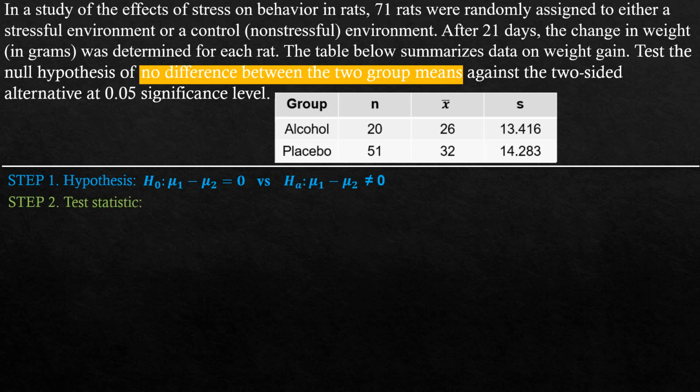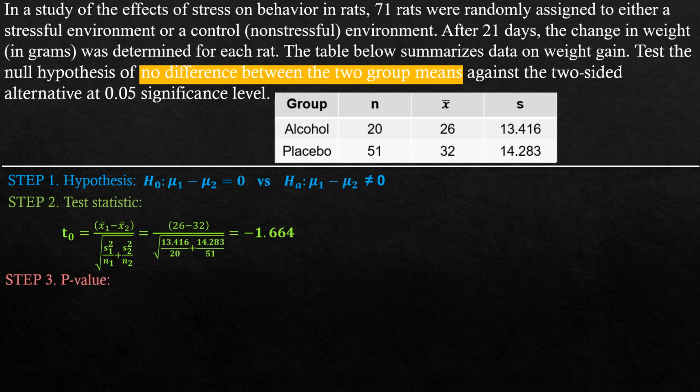Then we need to decide the test statistic. We have sample standard deviations and x bars, so we use the two sample t-test. It is x1 bar minus x2 bar divided by the square root of s1 squared over n1 plus s2 squared over n2. We know all the values, so we can get t naught equal to negative 1.664. Then we need to find the p-value.